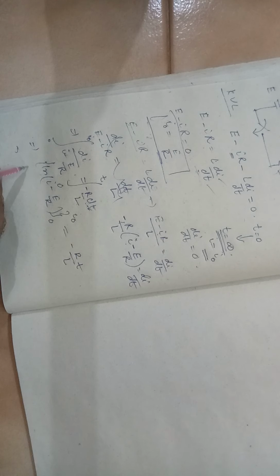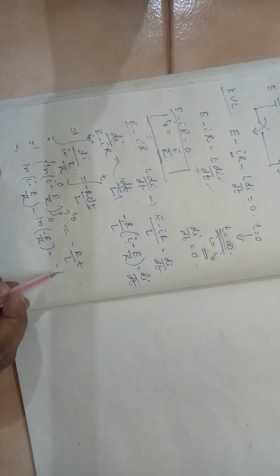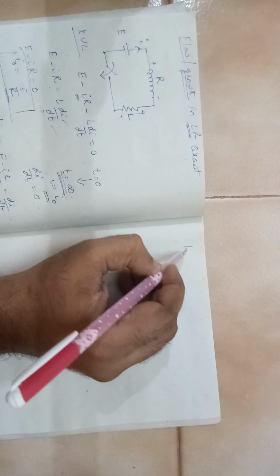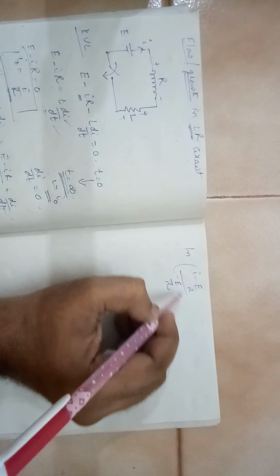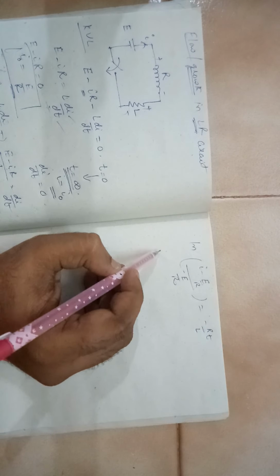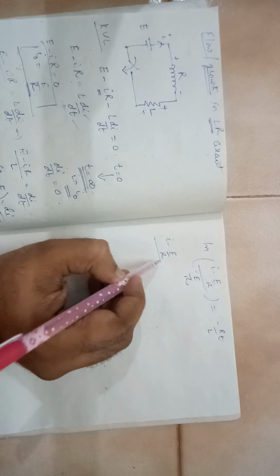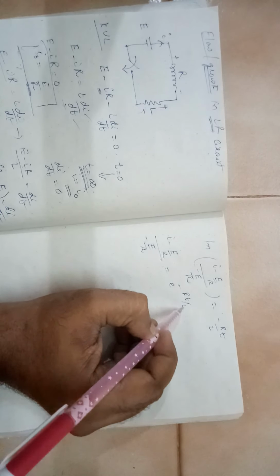Okay, so here ln (I minus E by R) minus ln (minus E by R) is equal to minus R by L T. So log of A minus log B, so it is I minus E by R divided by minus E by R is equal to minus R by L T. So if you apply antilog both sides, this will become I minus E by R divided by minus E by R is equal to e power minus RT by L.